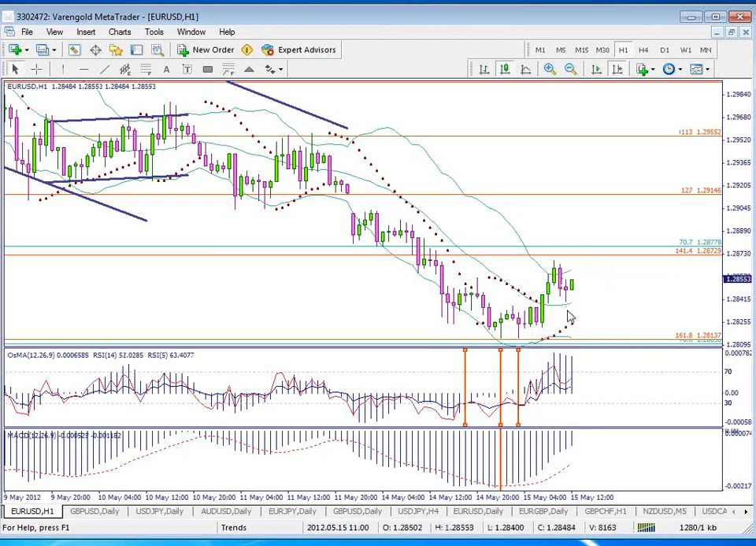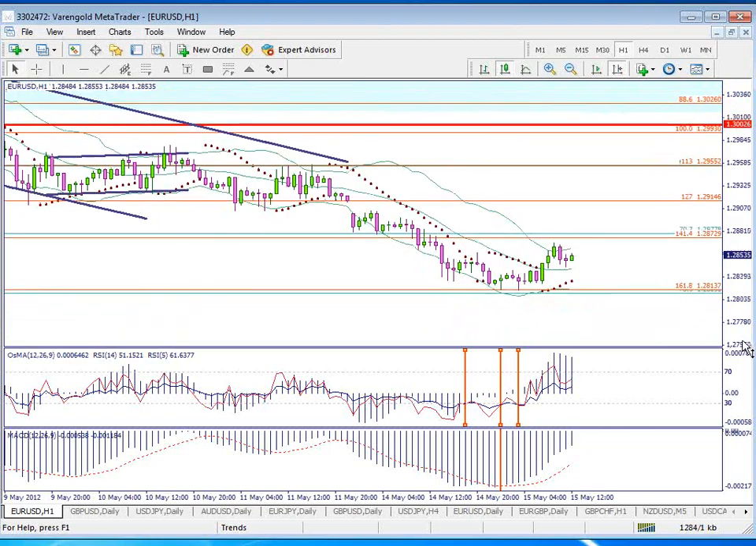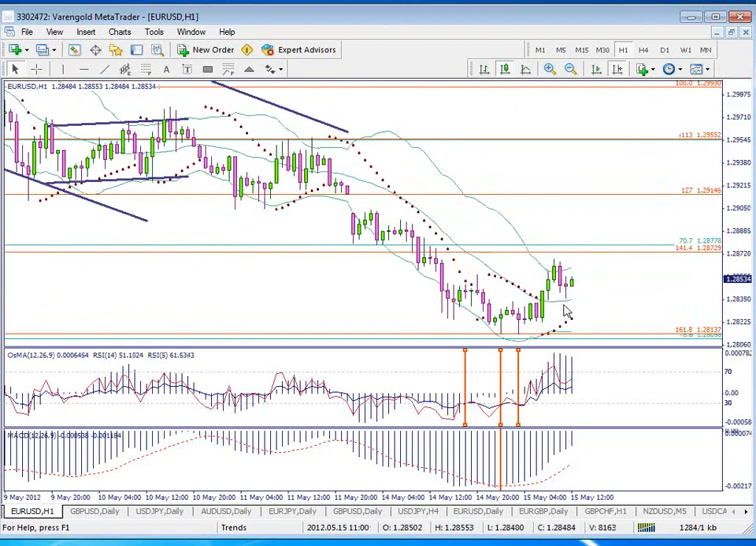So here the pair was rejected from that middle Bollinger Band. So probably it will test again that 141.4 level. I think that we have a possibility to see swings between those levels, 70.4 and 78.74 here. Maybe today and maybe tomorrow.